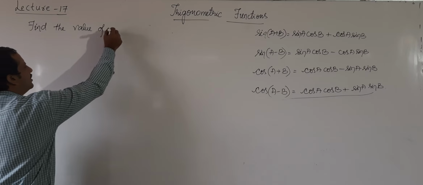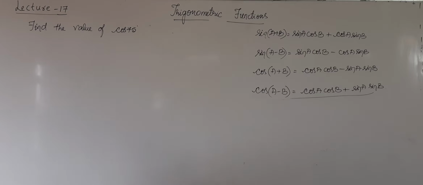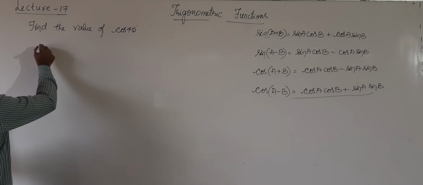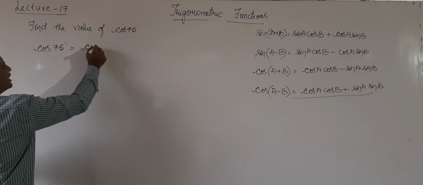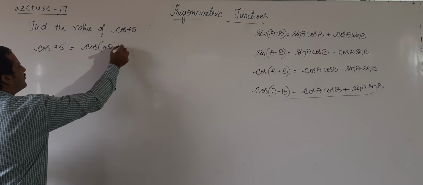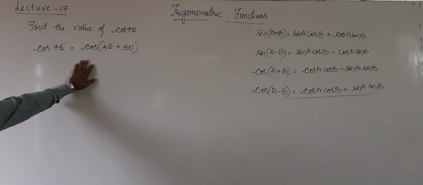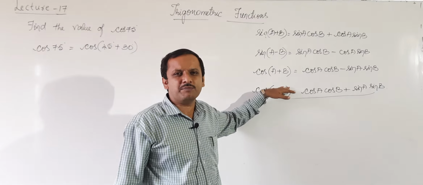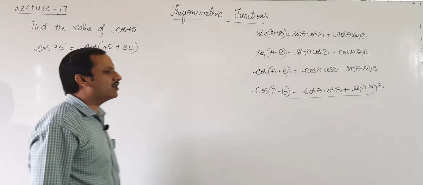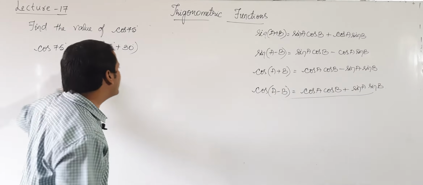Next. Find the value of cos 75 degree. Here also, very similar to the previous case, for cos 75, I am writing 75 degree as 45 degree plus 30 degree. Cos (45 plus 30). Now, I have to use the formula cos (A plus B), which is equal to cos A cos B minus sin A sin B. That formula I am going to use here.